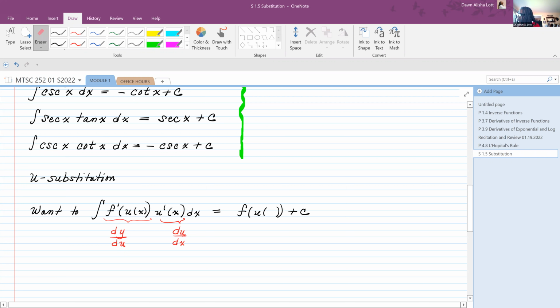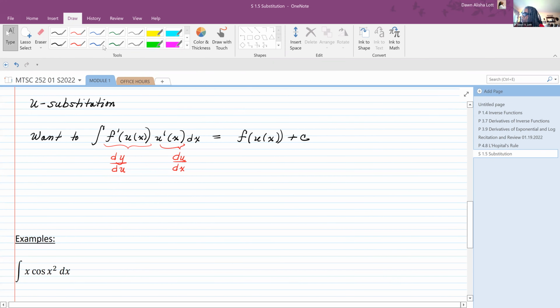So if I can identify u and then integrate just the function with the derivative sitting next to it, I will get the most general antiderivative. So this is the most general antiderivative.